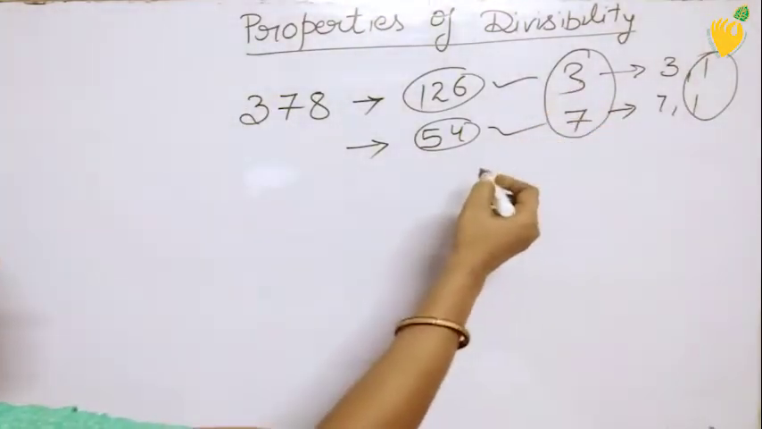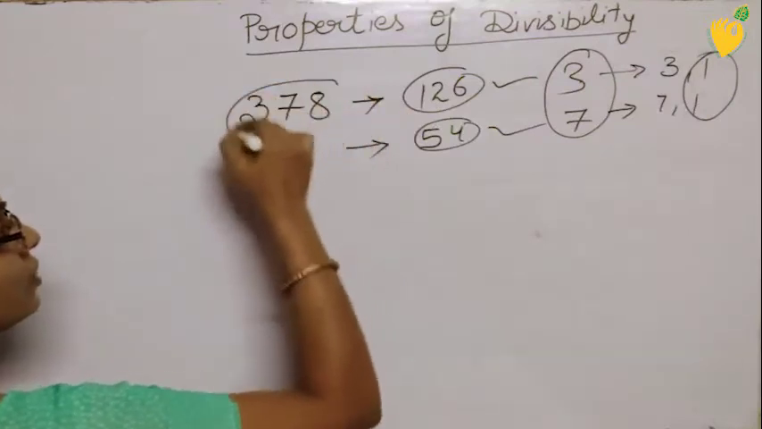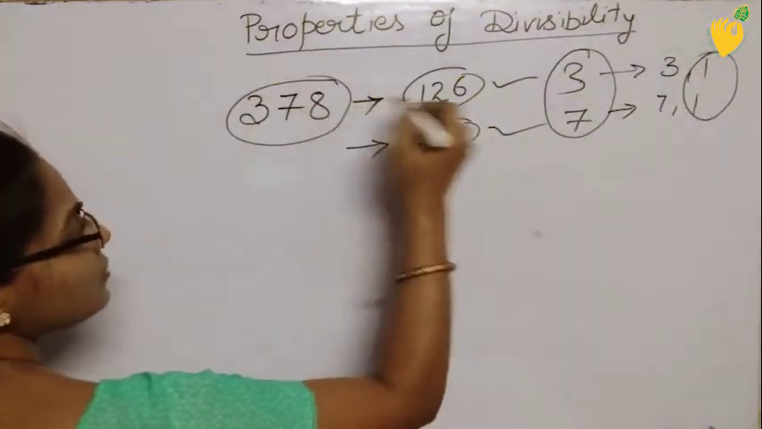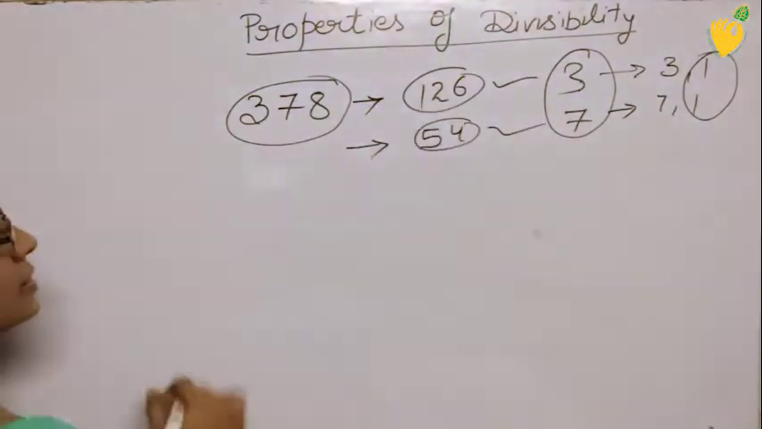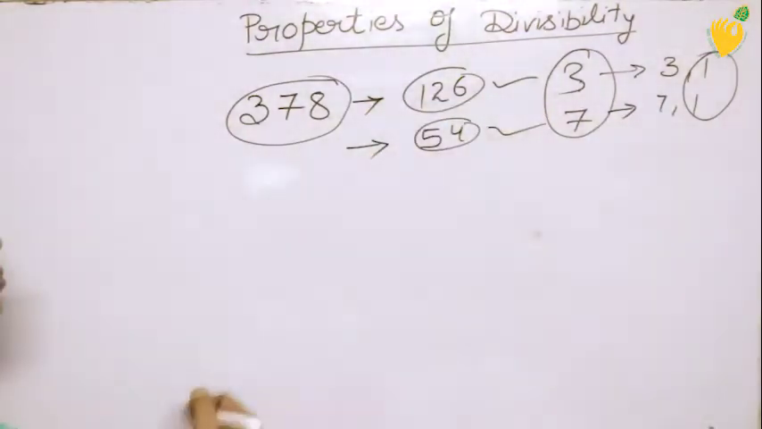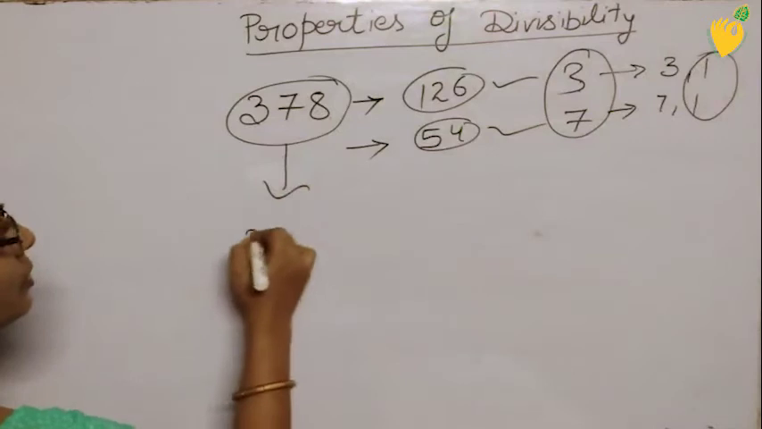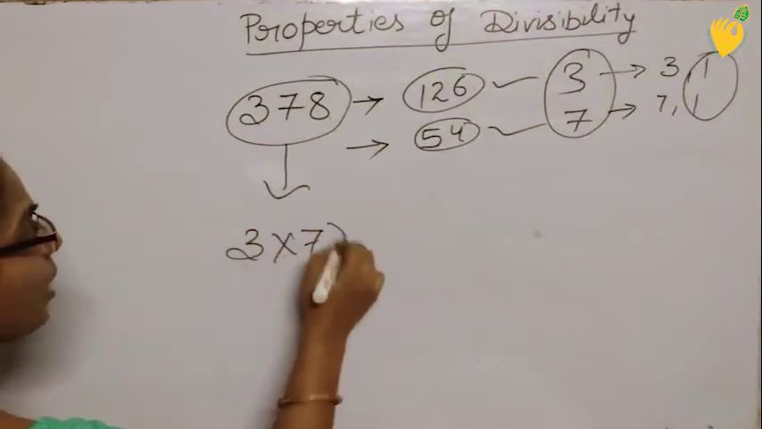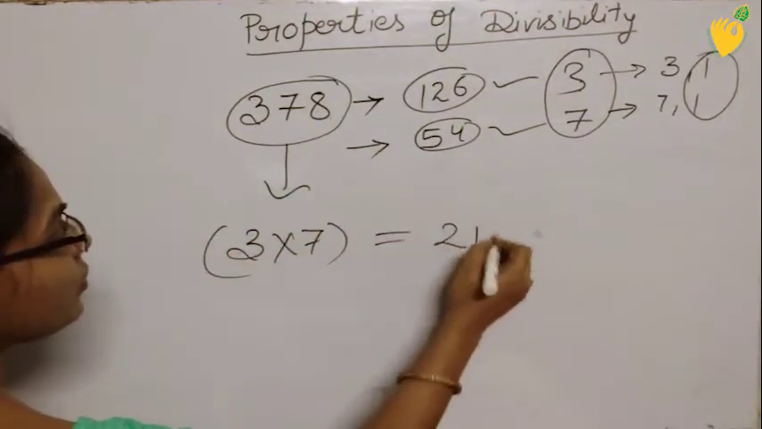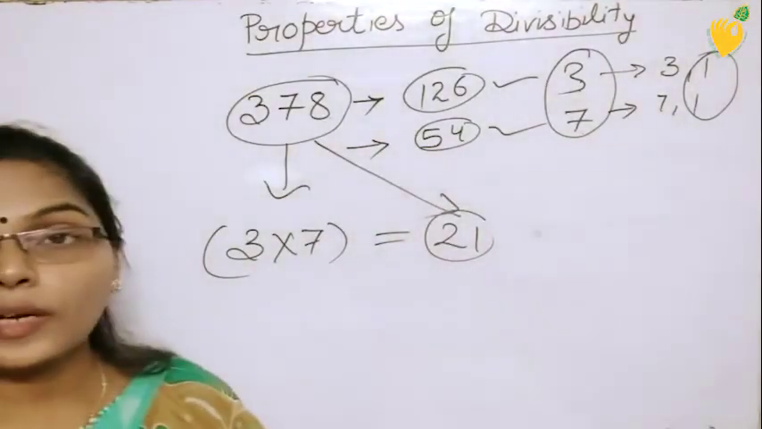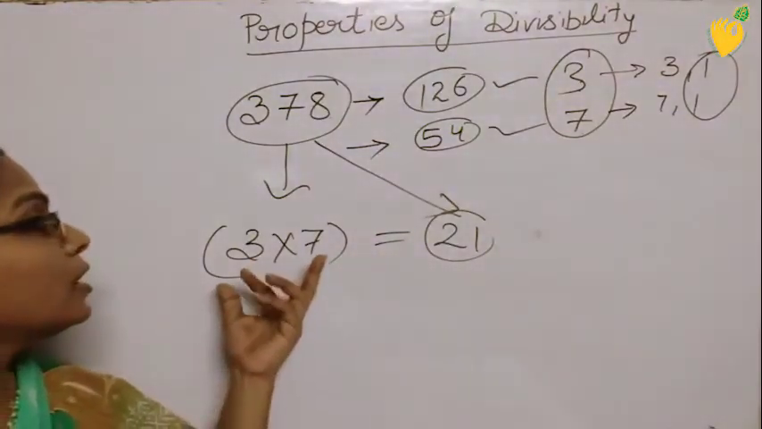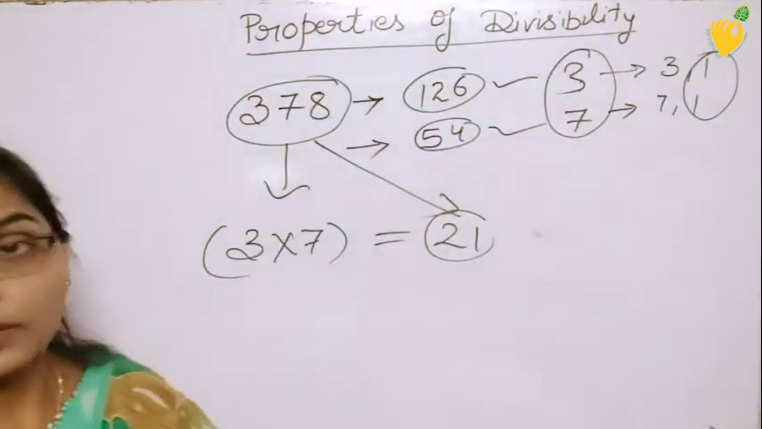So both the numbers are co-prime, and this 378 is divisible by both the co-prime numbers, that is by 3 and 7, by the pair of co-prime numbers. So it will be divisible by the product of these two co-prime numbers, that is by 21. So 378 must be divisible by 21, which is the product of the co-prime numbers.